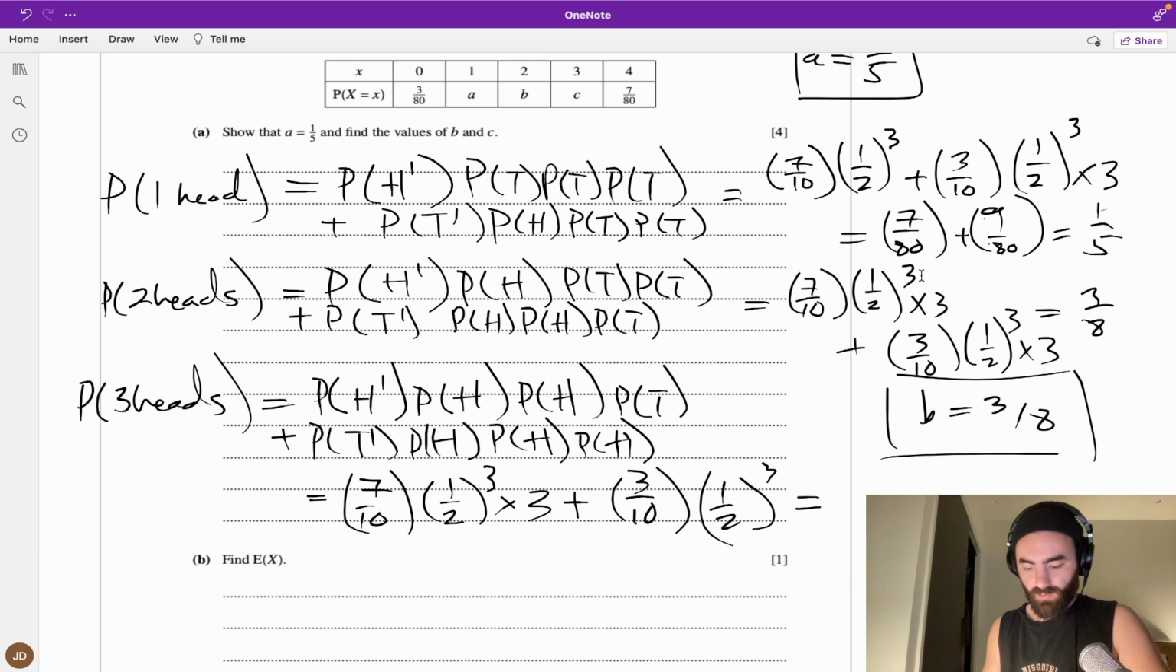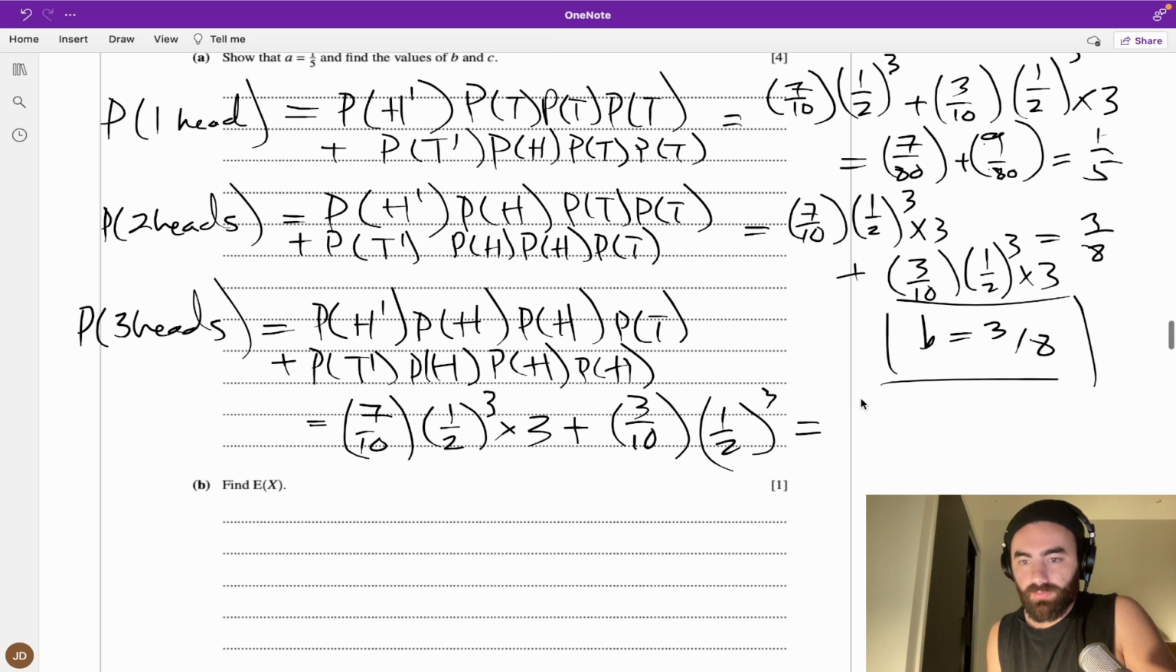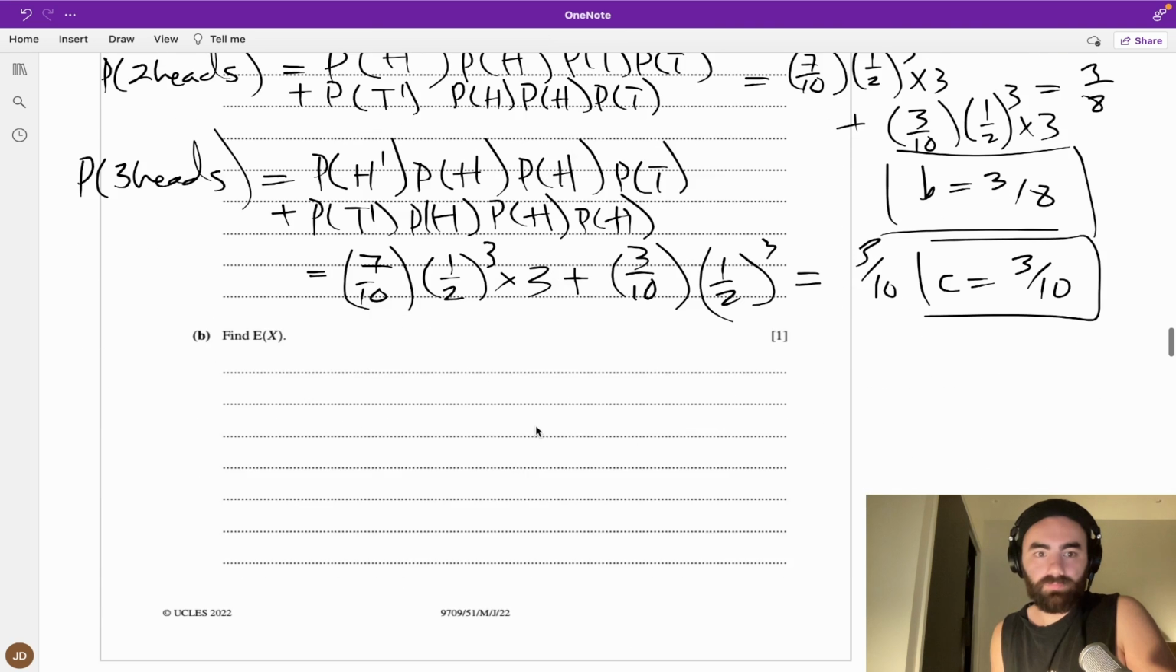What was 7/80 times 3, plus 0.3? 1/2... 3/10. So C equals 3/10. That's your A, B, and C.